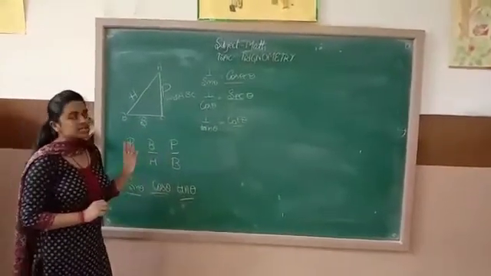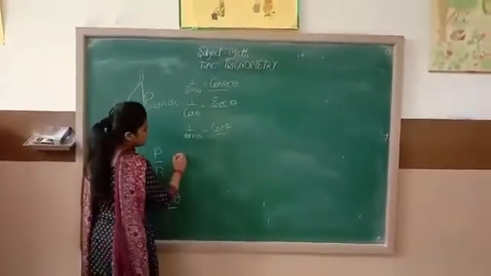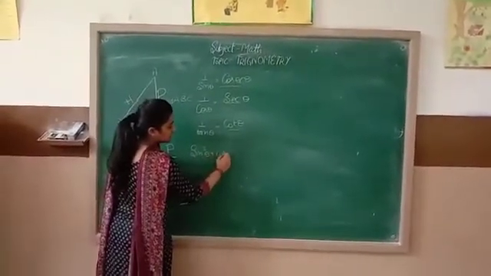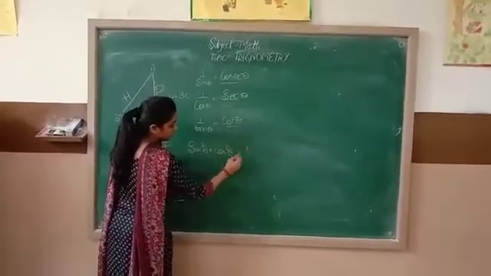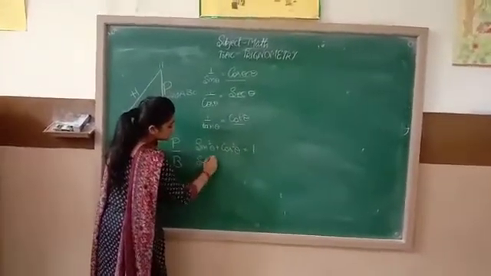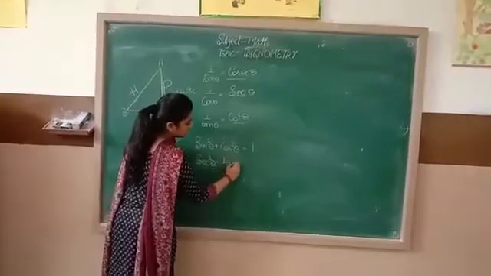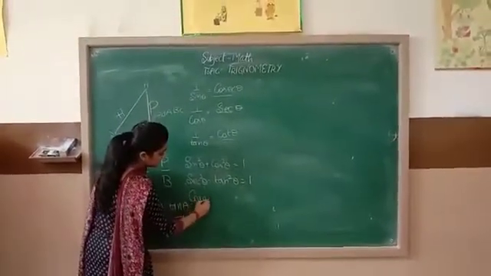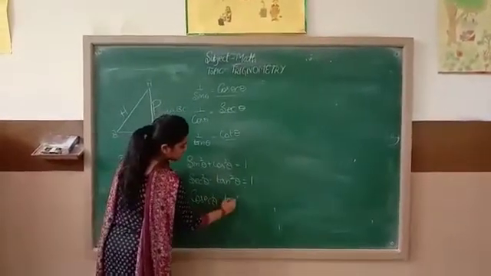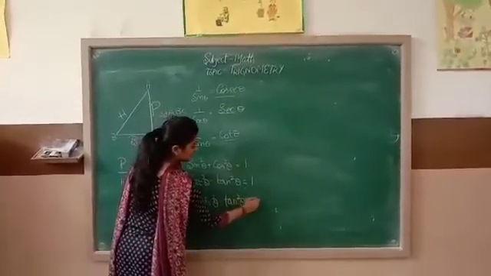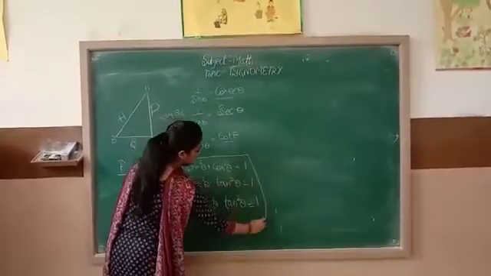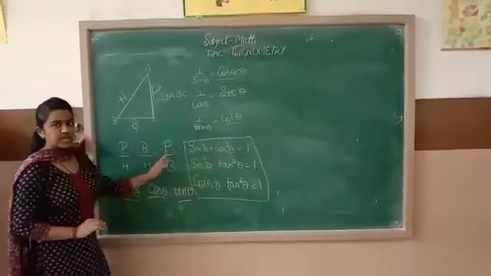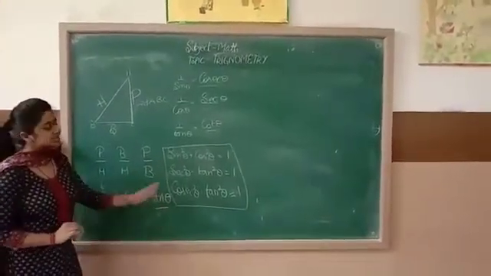So we have a total of 6 ratios here, and 3 formulas: sine square theta plus cos square theta is equal to 1, and next secant square theta minus tan square theta is equal to 1. Similarly, cosecant square theta minus cot square theta is equal to 1. Here we have these 3 formulas. Clear? So we now have 6 ratios and the formulas regarding these 6 ratios.